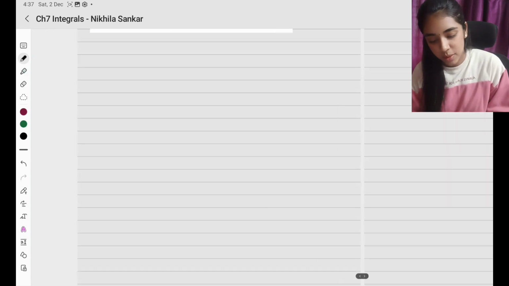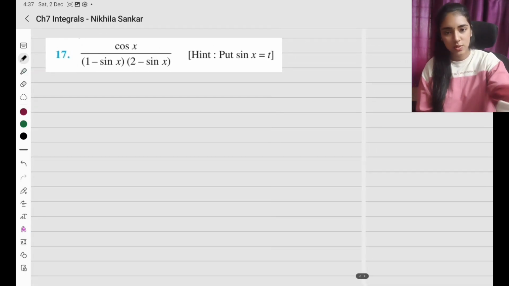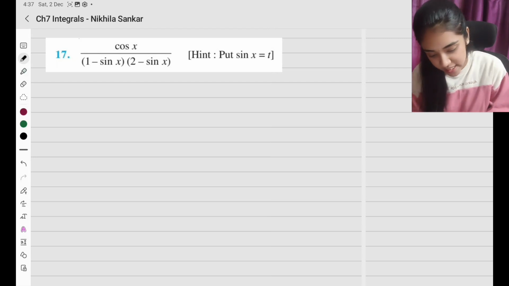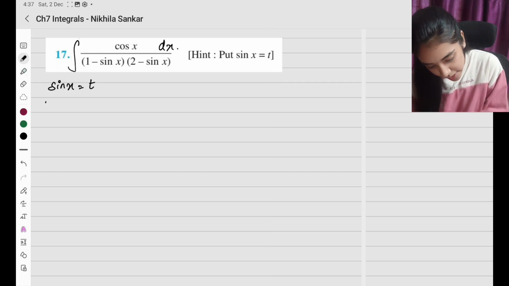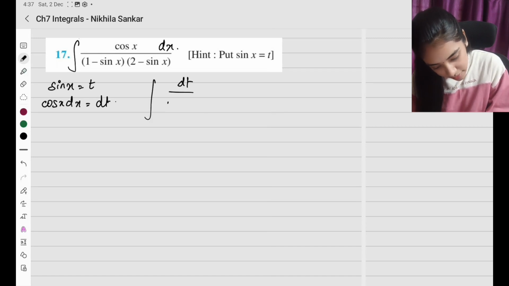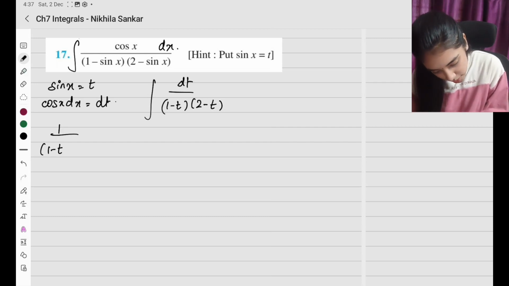Question number 17. Here I see we have sine and cos. So in that we can use the substitution method easily. So this is integral times dx. I'm going to put sin x equals t. So I have cos x dx equals dt. So how does my integral change? dt divided by 1 minus t times 2 minus t. So now my fraction basically becomes 1 minus t, 2 minus t.